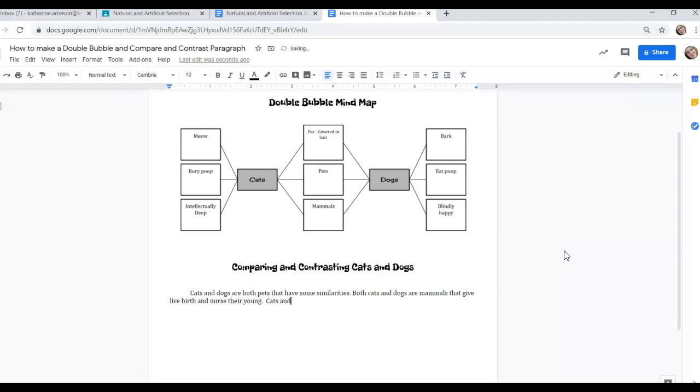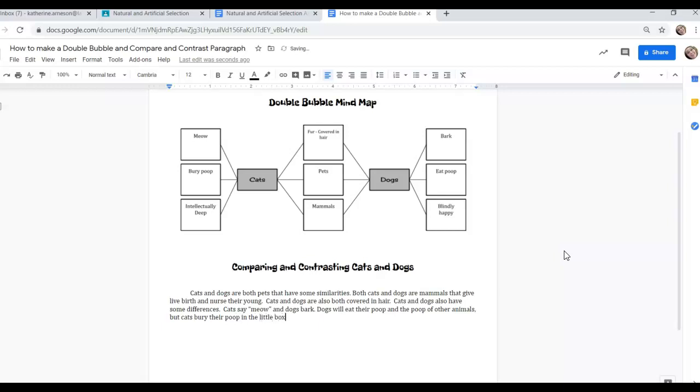Okay, you could put cats and dogs are also both covered in hair. Or they both have hair. Of course, you could write it a lot of different ways. Cats and dogs also have some differences. Cats say meow and dogs bark. Okay? Then I could go on to the poop. Dogs will eat their poop and the poop of other animals. But cats bury their poop in the litter box.